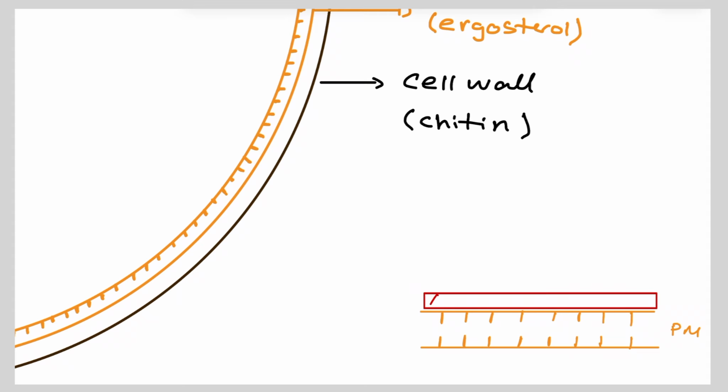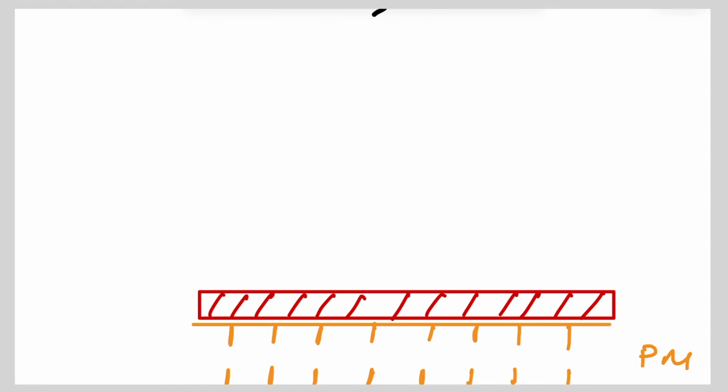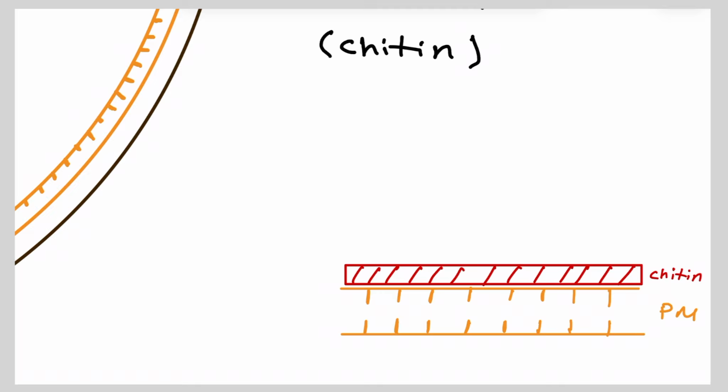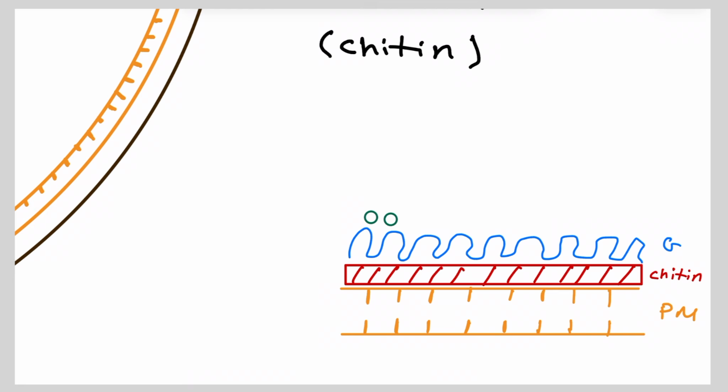So this is going to be our chitin, which is going to be situated right on top of the plasma membrane. This layer is going to be called chitin, and on top of this we are going to have a layer which is mainly known as the glucan layer. So the glucan layer is going to be situated on this. And on top of that, we're going to have mannoproteins, which are located on top of the glucan layer.